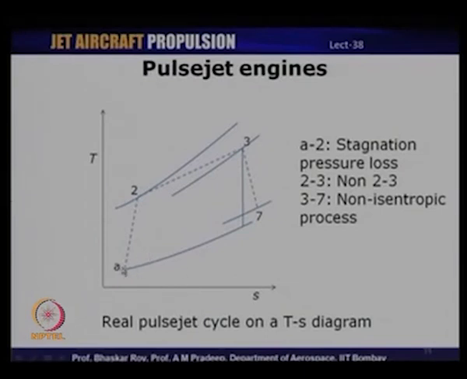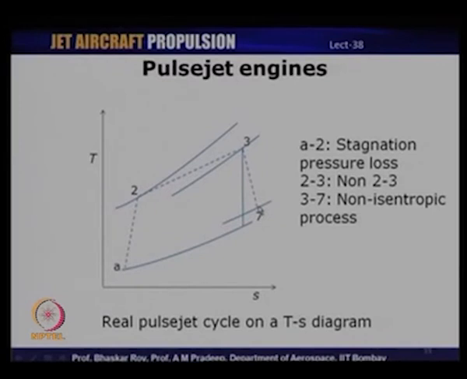The first process was always non-isentropic even in the ideal cycle. In this cycle, we are going to assume there are stagnation pressure losses occurring between process A and 2. The second process, in the ideal cycle, was a constant volume process. Here in a real cycle, there are going to be certain amount of pressure losses taking place. It may not be anymore a constant volume process. It would be a non-isochoric process. The expansion in the tailpipe is again non-isentropic as compared to the ideal cycle, where it was indeed isentropic.